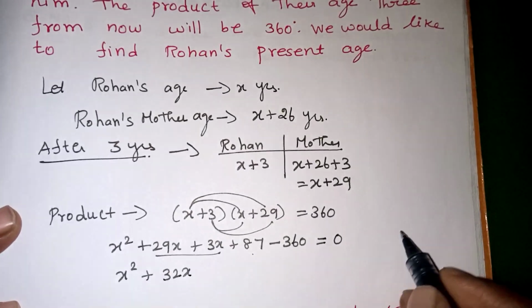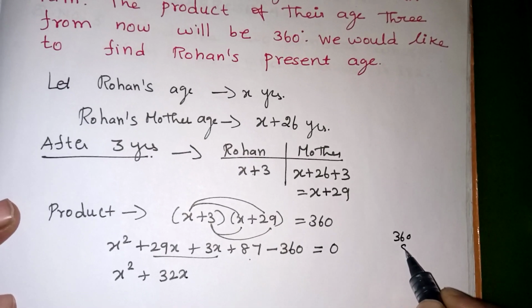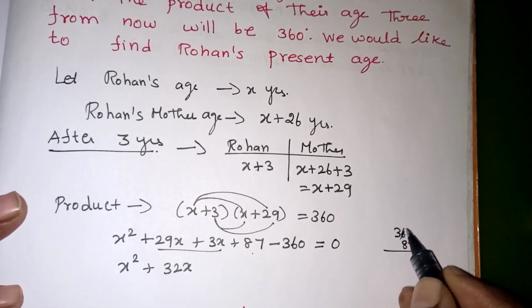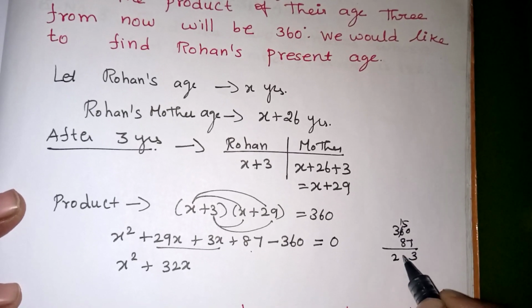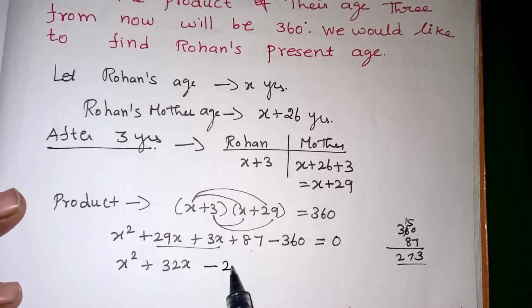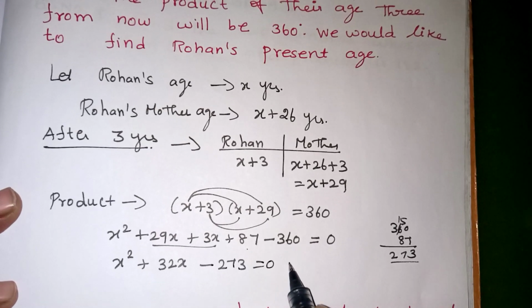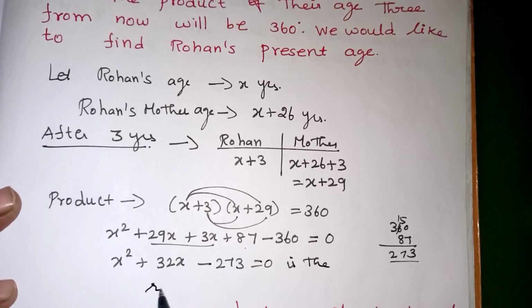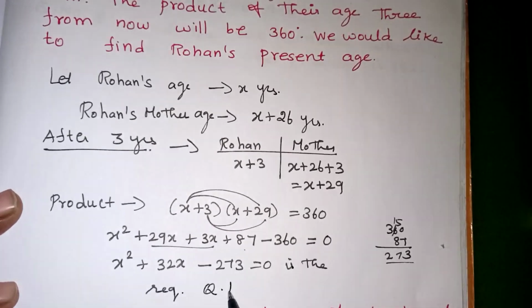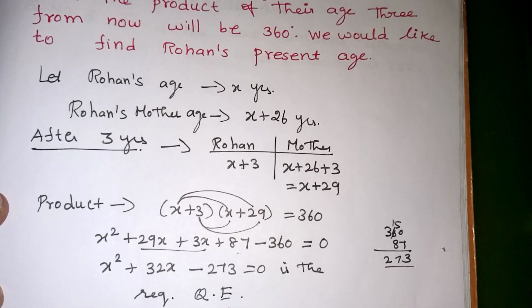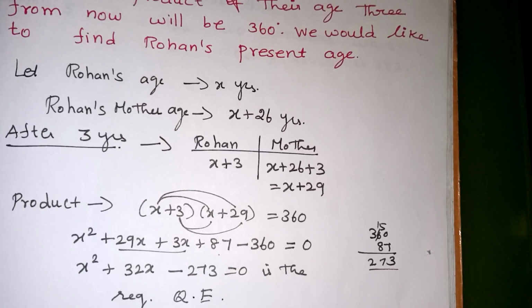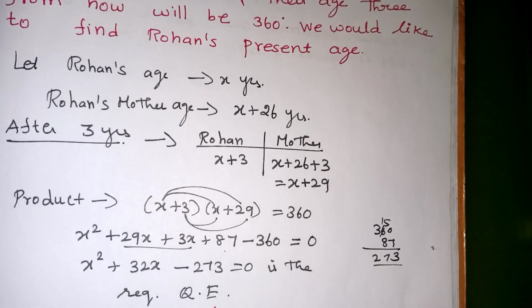87 and 360 we have to subtract. So 360 and 87 we are subtracting, that gives 273. So x squared plus 32x minus 273 equals 0 is the required quadratic equation. Since it is in the form of ax squared plus bx plus c equal to 0, you can add this one. So let us go to the next problem now.